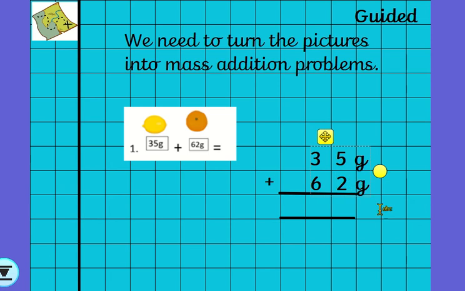Okay, so first of all, we need to do 5 add 2. 5 add 2, I'm sure you know, is 7. And then we need to do 3 add 6, which I'm sure you know is 9. But we're not done yet, are we? Because we've got to put our grams in, haven't we? Okay, there we go. There is your grams.